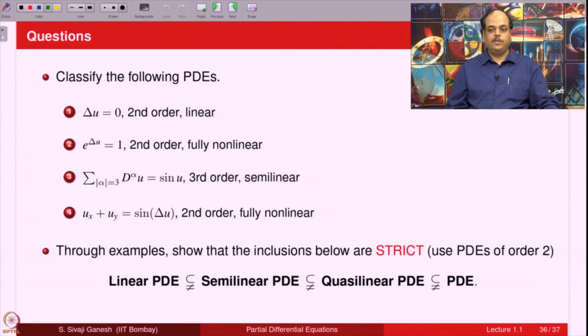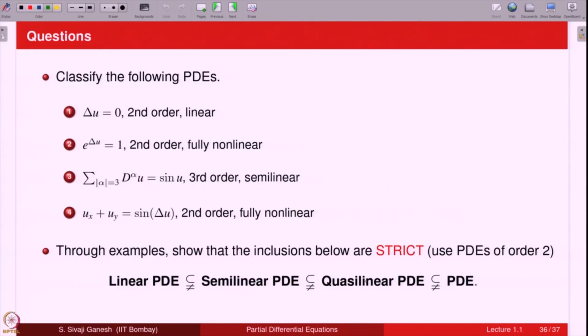So, this is an exercise for you. Through examples show that the following inclusions are strict inclusions. That means find a semi-linear PDE which is not linear, find a quasi-linear which is not semi-linear, and show that there are PDEs which are not quasi-linear. That means give an example which is not a quasi-linear PDE. These are the questions for you, and thank you.